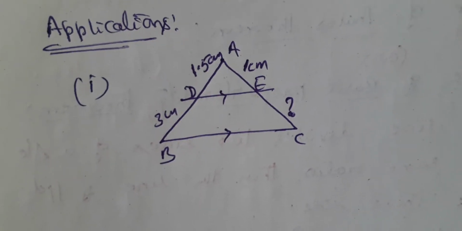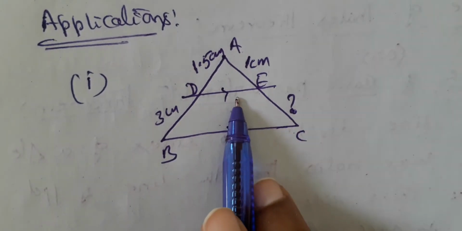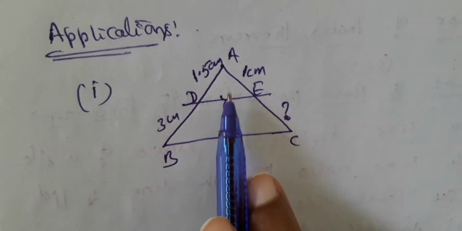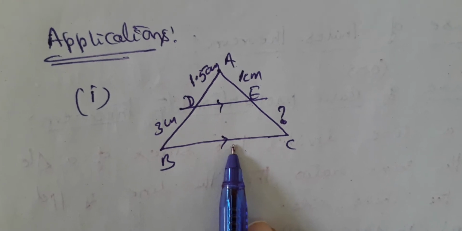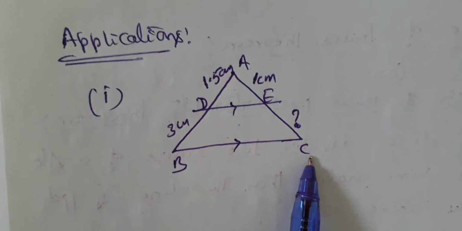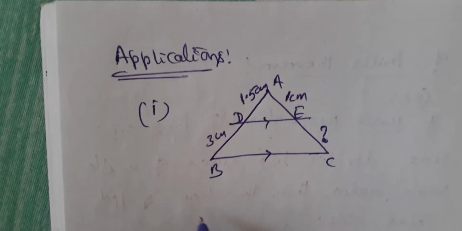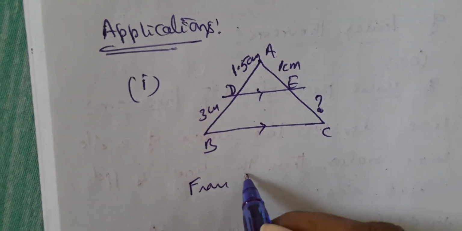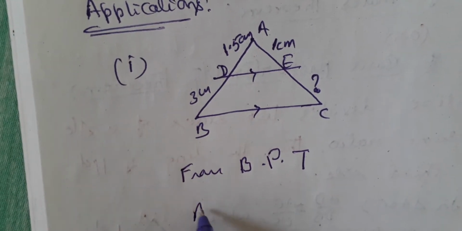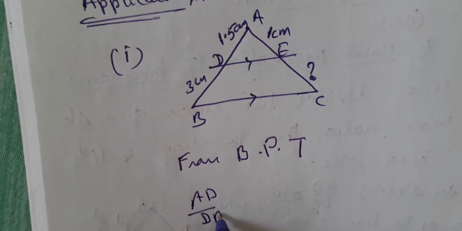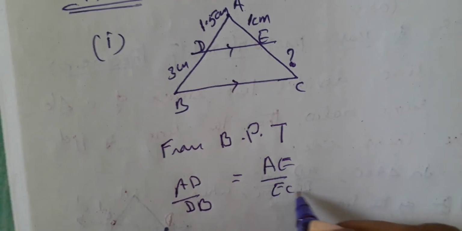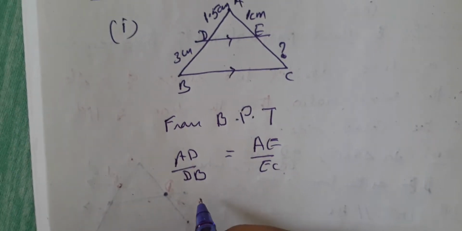So here, since arrow marks are given in the same direction, these two are parallel to each other. That means it is given. When DE is parallel to BC, what does the basic proportionality theorem state? AD by DB is equal to AE by EC. It is so simple. So from the basic proportionality theorem, AD by DB is equal to AE by EC. Let us solve it, because we have to find EC.